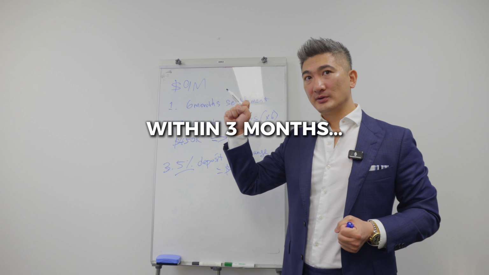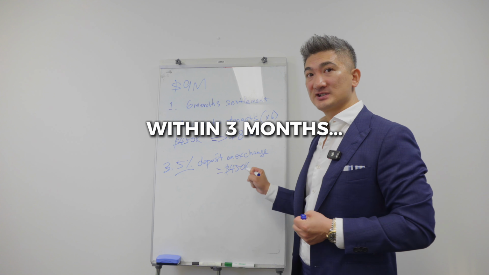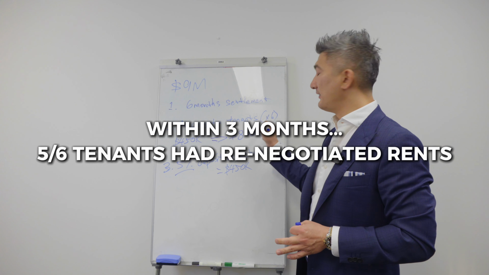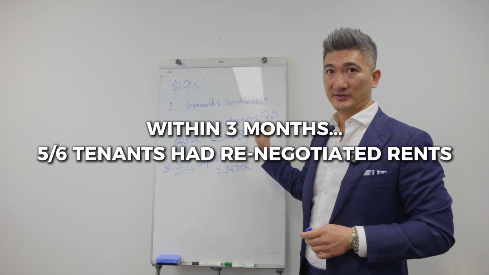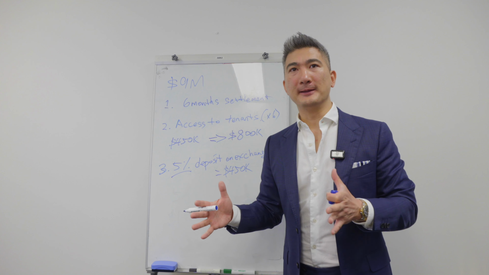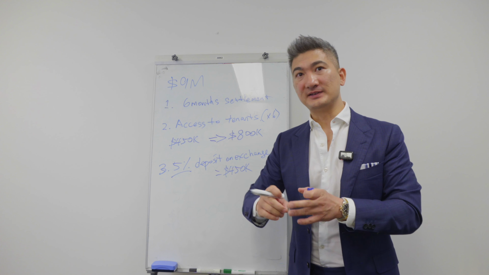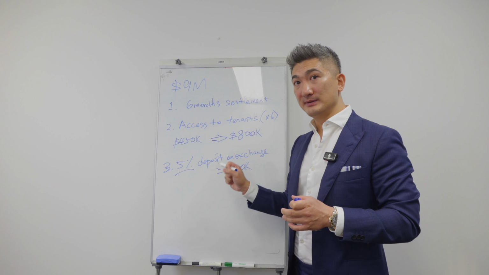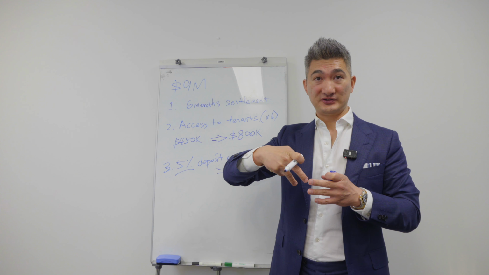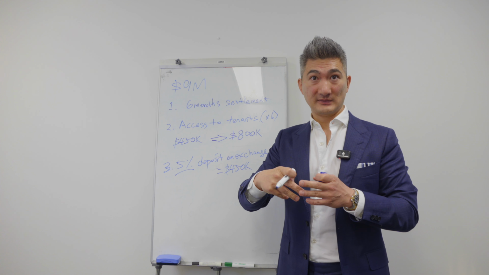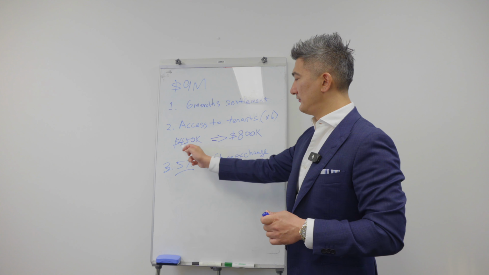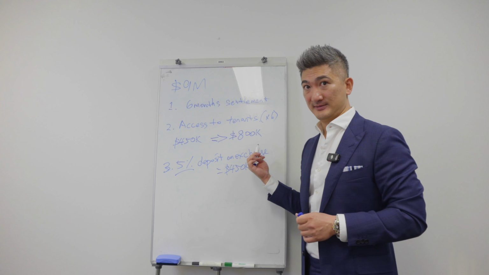Within the first 3 months after exchange, we were able to renegotiate with 5 out of the 6 tenants at the new rents. The last tenant, number 6, he just simply couldn't pay that extra rent, so he decided to move out. But within that 3 months' time, he moved out and we actually found another tenant externally to replace him. So within 3 months, we were able to bring the rent from 450 to 800K.